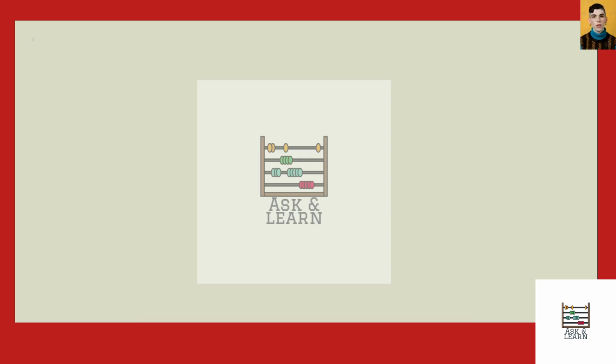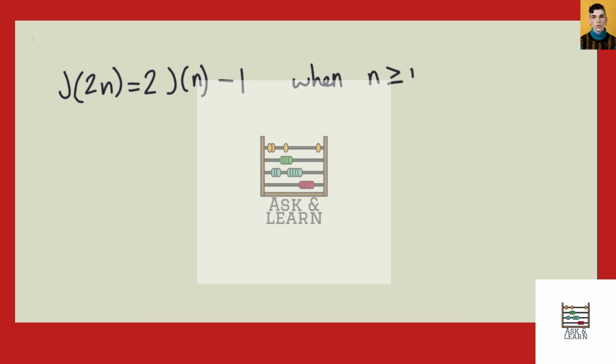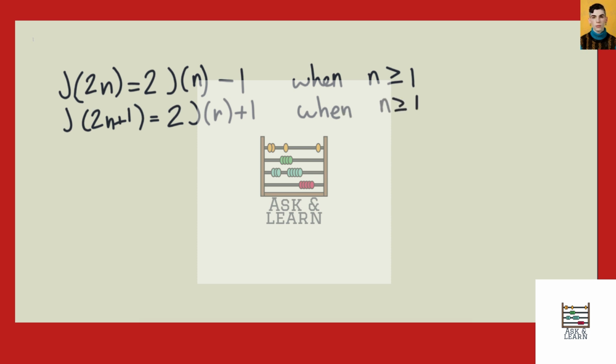Okay, so for this question we are given that j(2n) is equal to 2 times j(n) minus 1 when n is greater than or equal to 1, and that j(2n+1) is equal to 2 times j(n) plus 1 when n is greater than or equal to 1. And j(1) is equal to 1.